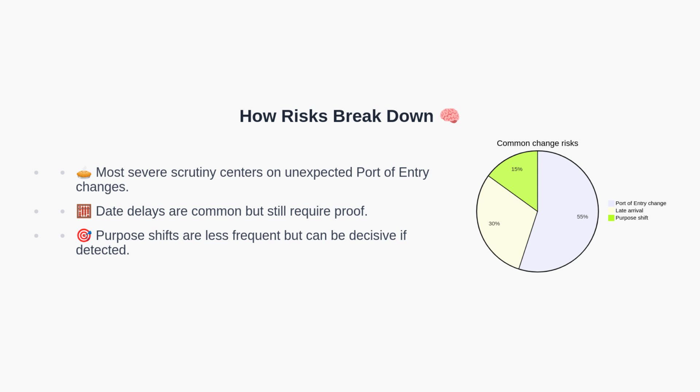To visualize risk distribution, consider this pie chart. The largest share of scrutiny typically focuses on unanticipated port of entry changes. Date delays are relatively common but still require solid proof. Purpose shifts happen less frequently, yet when detected, they can be decisive and trigger denial.